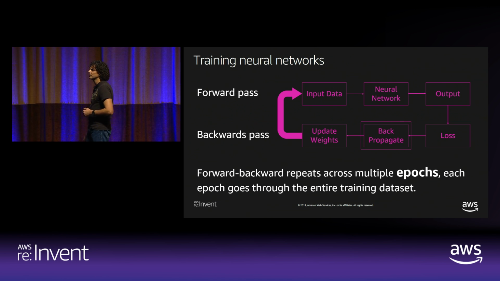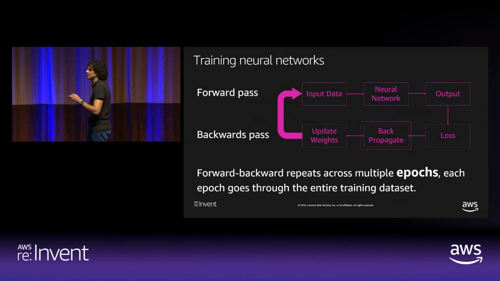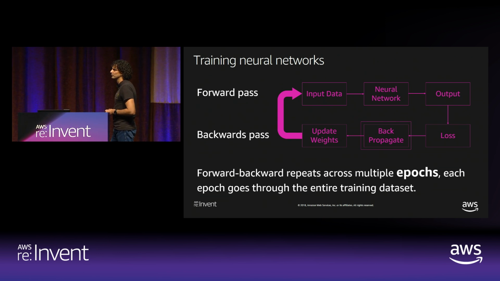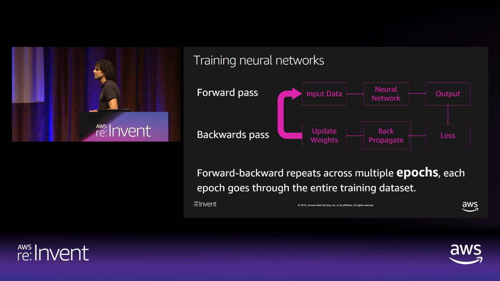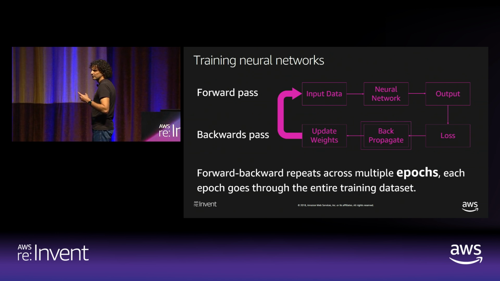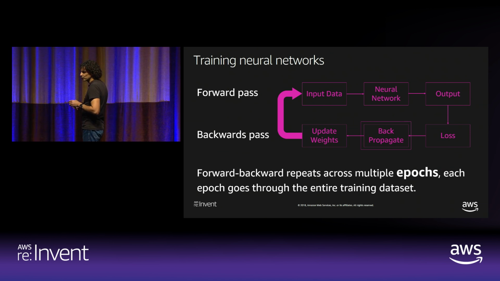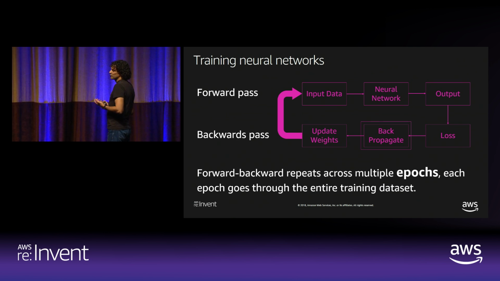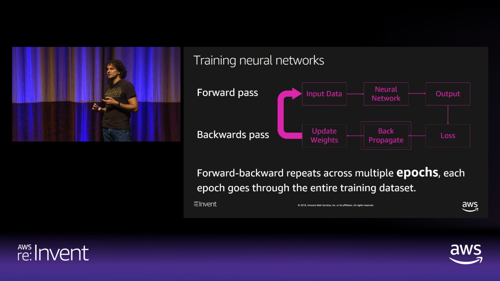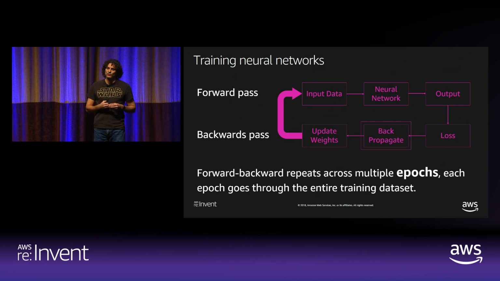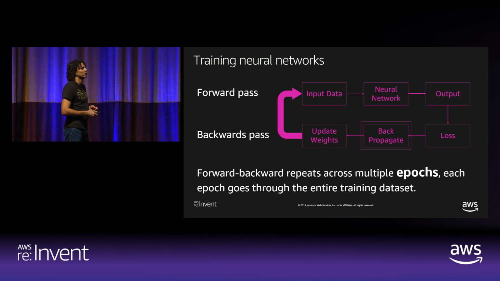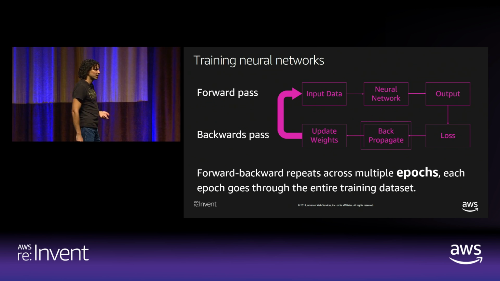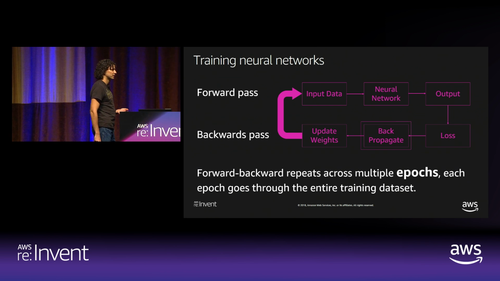That's how training works. The forward-backward repeats across multiple epochs is really what allows the network to learn the correct weights. An epoch, by the way, is a name describing going through the entire training data set once. And most neural networks, when you train them, you need to go through your entire data set tens or hundreds of times. So you do tens or hundreds of epochs. And again, that's very computationally intensive. Training modern networks, even on GPU, takes a lot of time.